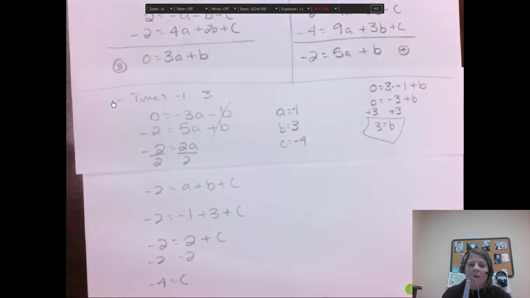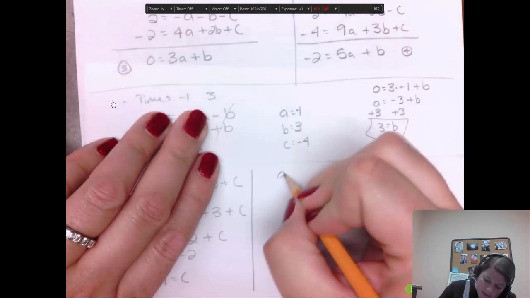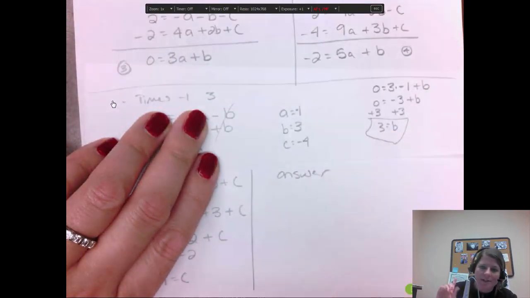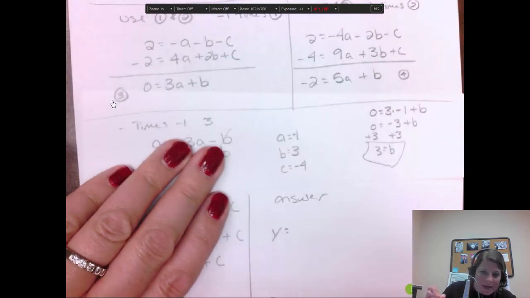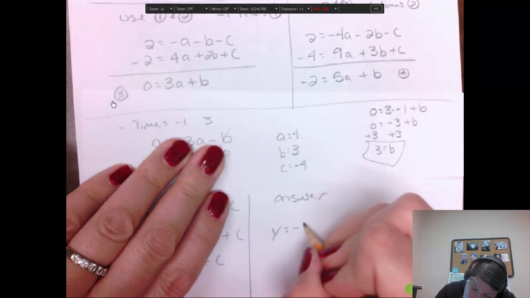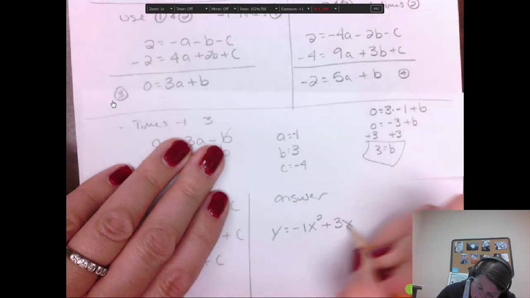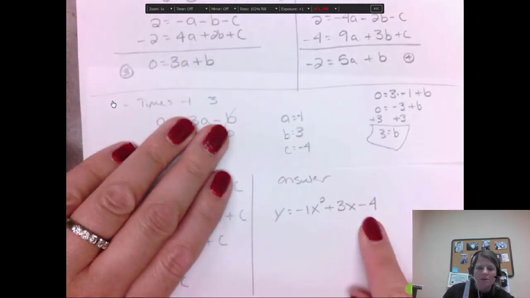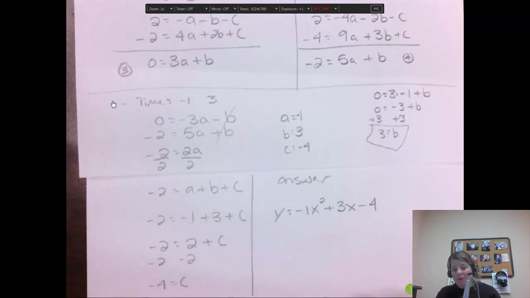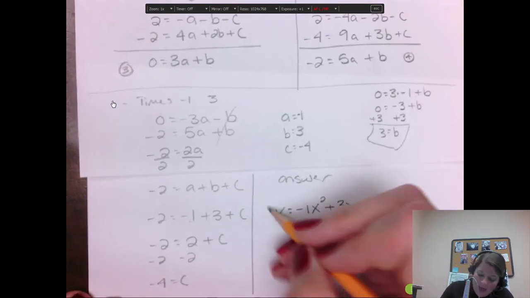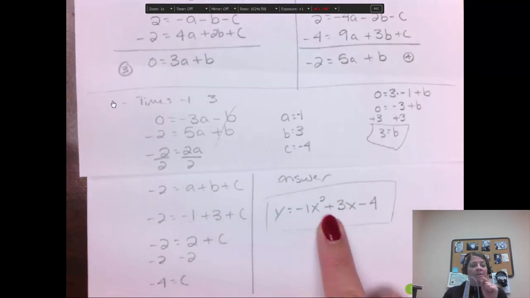So now that I know A, B, and C, I can now write my equation. So this is your answer. So there is a ton of work to get one answer. So the answer is y or f of x, depending. A is -1 times x squared plus b times x minus c or plus c. Just happens to be a -4. So you could have written plus a -4, but it's better to write the -4 and to understand that's the same thing. So that is the equation of the line that forms those points.